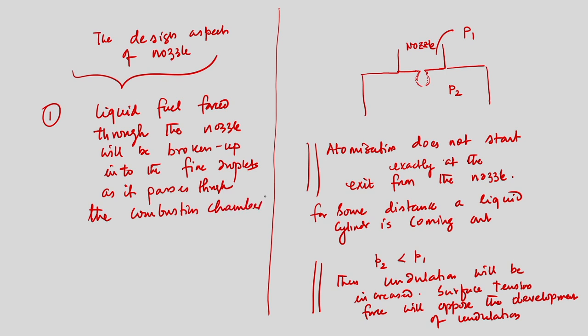That means, while we are injecting fuel, the pressure P2, some part of the fuel will be injected, combustion will start, and pressure and temperature will increase. So, we know that fuel injection will take some finite time. Now, knowing this pressure inside the cylinder, we need to design the nozzle accordingly, so that the fuel which is forced to the nozzle will be broken up into finer and finer droplets as it passes through the combustion chamber.